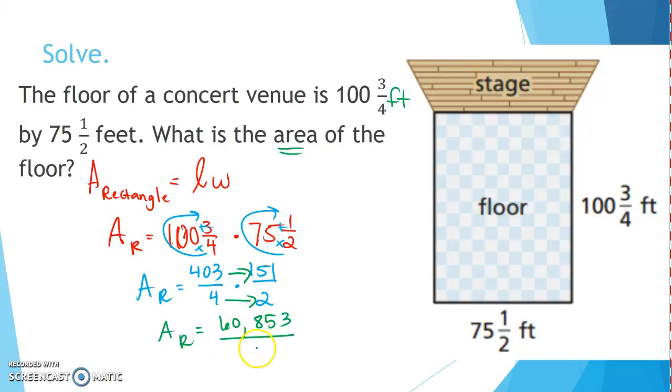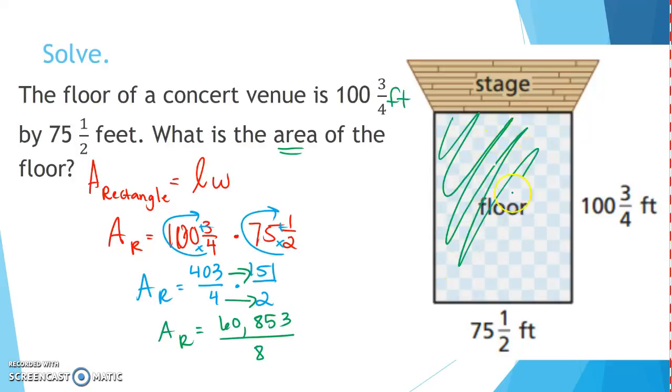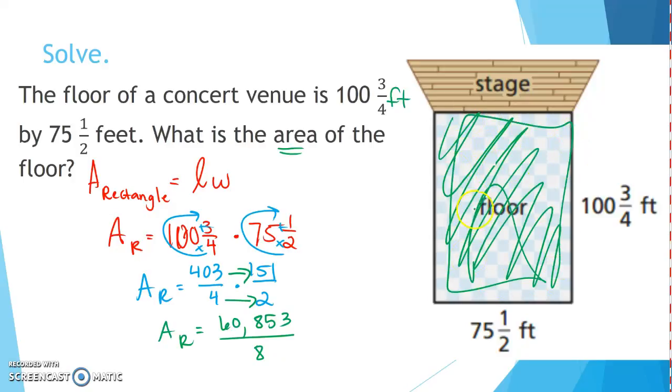60,853 over 8. And that's a really large number, but if we look at the floor plan and how long and how wide this floor plan is, it does make sense that our area is going to be large because it's what's inside this entire floor here. So we're trying to figure out all the space inside of there.